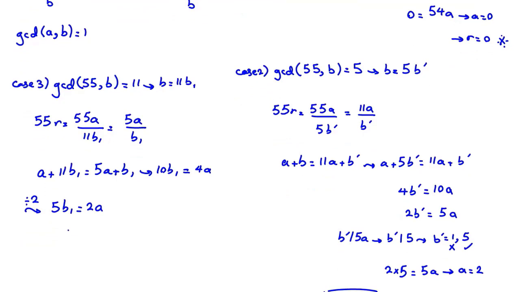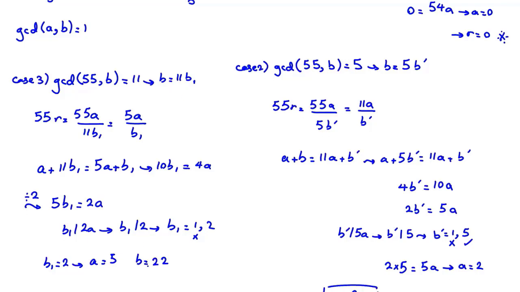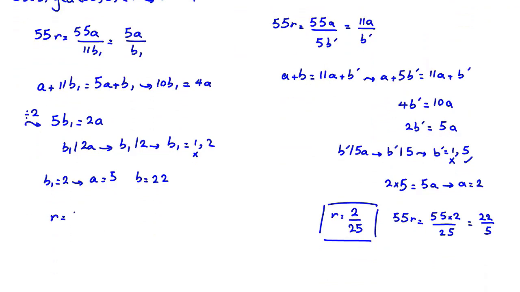Again, we can use the same thing. B1 divides 2A because B and A are relatively prime. B1 and A are also relatively prime, so B1 divides 2. So B1 is 1 or 2. If we replace B1 with 1, it will be 5 equals 2A, impossible, so B1 is 2. Because B1 is 2, A is 5, and B is 11 times B1, so B is 22. So in this case, R is 5 over 22.